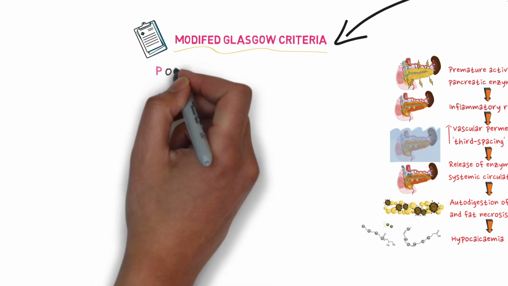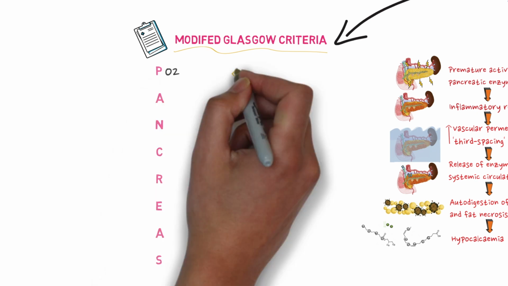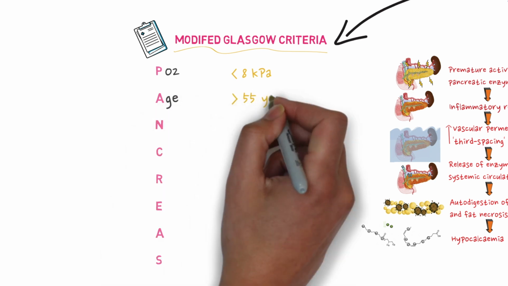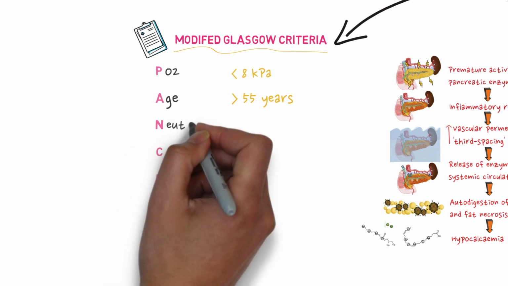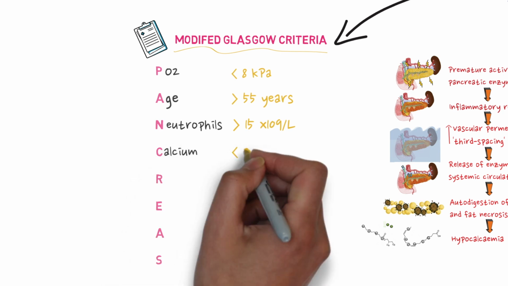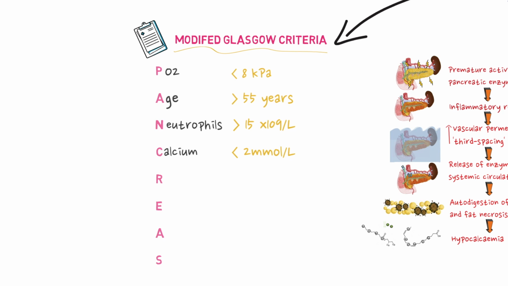P stands for PO2, with 1 point occurring if it is less than 8 kilopascals. Age, for which they score 1 point for being greater than 55 years old. Neutrophil count, for which they score a point if the cell count is greater than 15. C stands for calcium, for which a point is gained if there's a concentration of less than 2 millimoles per litre. Renal function, specifically serum urea, with 1 point if it is greater than 16 millimoles per litre.